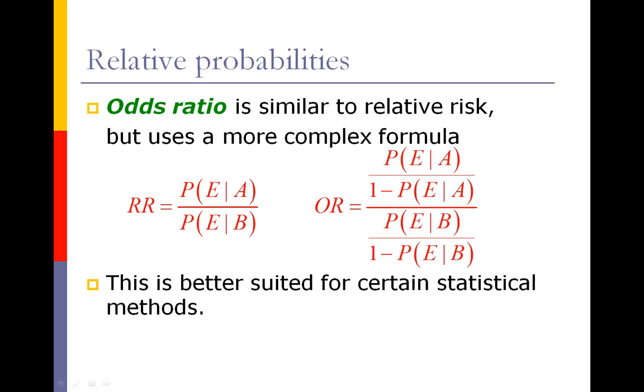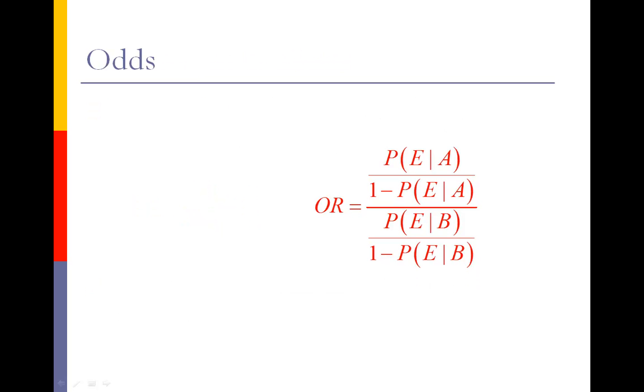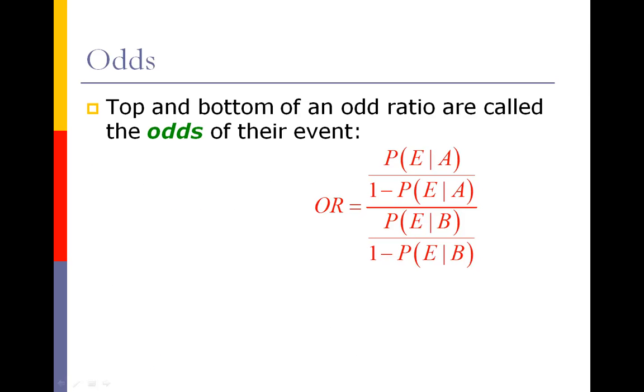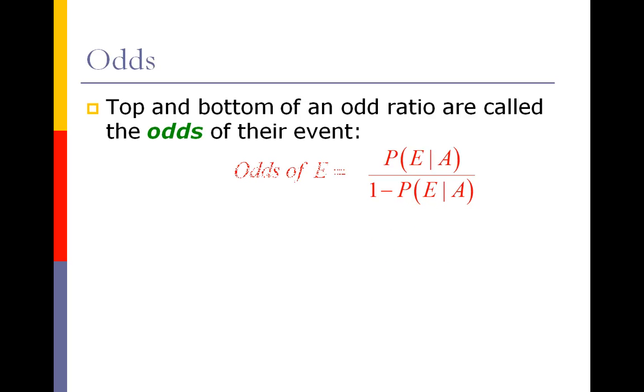Now, one more thing that we need to know about these odds ratios is that they're connected to something called simply the odds of an event. And this is something that probably you have also heard before, but that we need to clarify and point out a couple of details about it. Okay, so if you look at that big fraction there, the fraction on top and the fraction on the bottom are called the odds of their particular event. So, for instance, this one we're going to call the odds of the event E. And when we talk about the odds of the event E, we're not really focusing on the conditions.